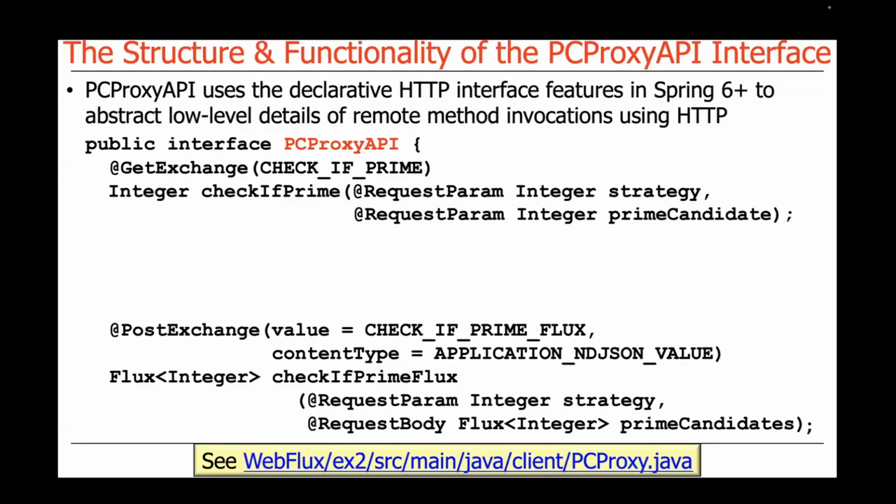Let's take a look at the proxy. This is implemented using the Spring 6 or beyond, Spring 7, whatever, interface client feature. This is the HTTP interface feature that's available in Spring 6 and beyond, which will declaratively abstract away low-level details of remote method invocations. And this, of course, is very important for doing the next programming assignment 2C, that's due on Friday, because you have to write these proxies yourself.